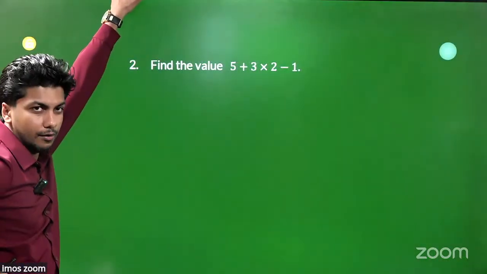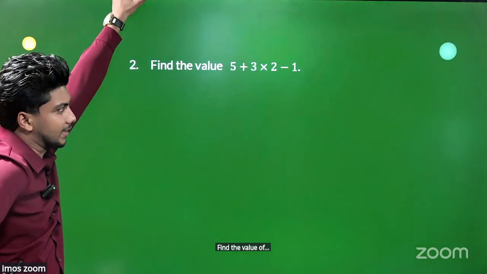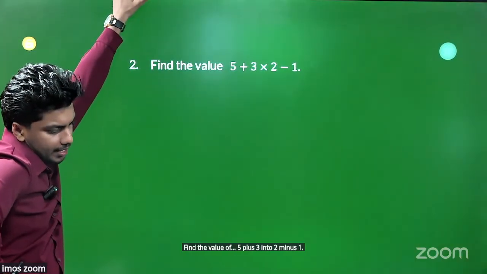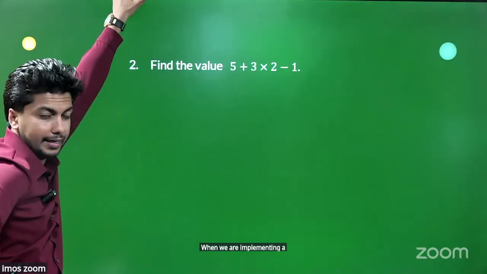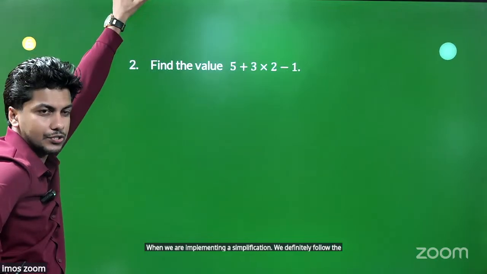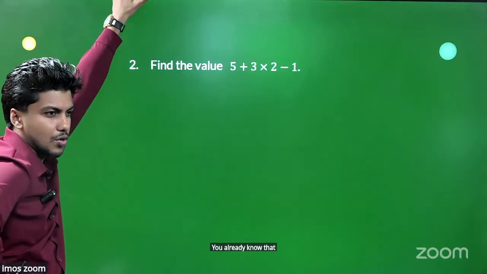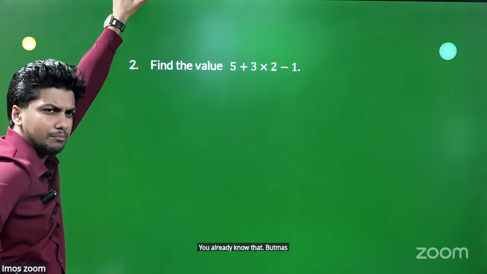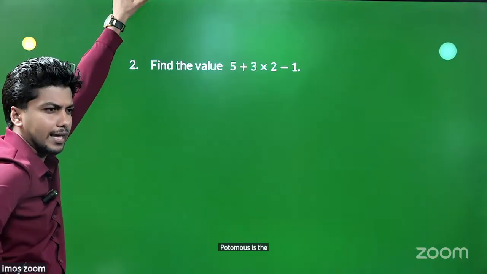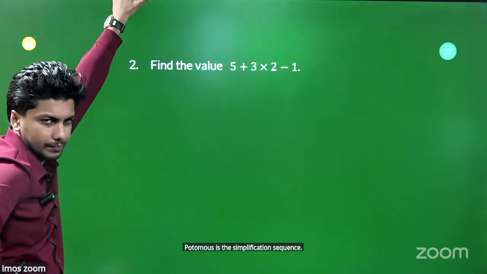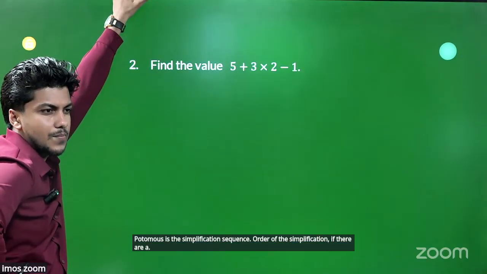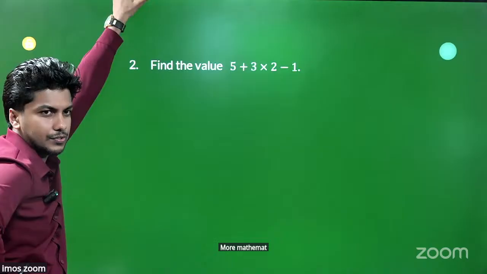Find the value of 5 plus 3 into 2 minus 1. When we are implementing a simplification, we definitely follow the BODMAS. You already know that. What do you mean by the BODMAS, son? BODMAS is the simplification sequence, the order of the simplification, if there are more mathematical functions.